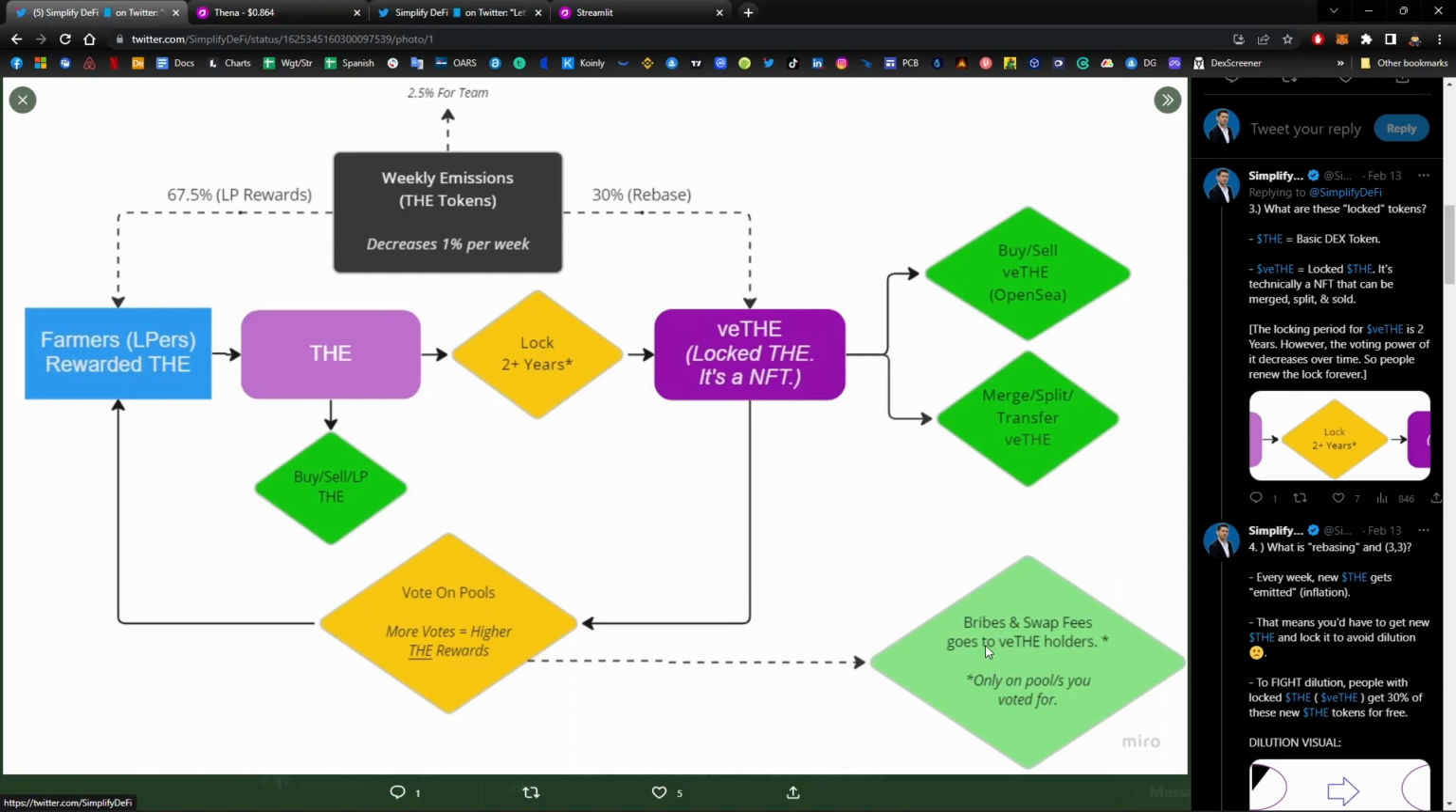So let me say that again. If you have your locked tokens and you vote for a particular pool, you then have the ability to collect the bribes and the swap fees that happen on that pool for that week.